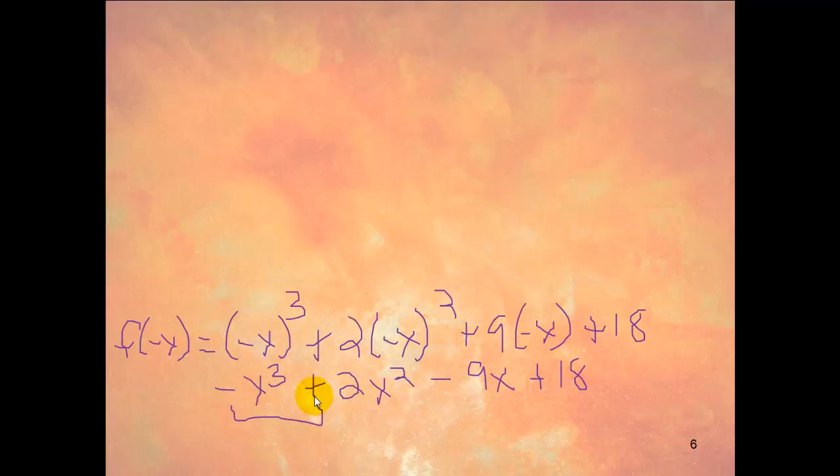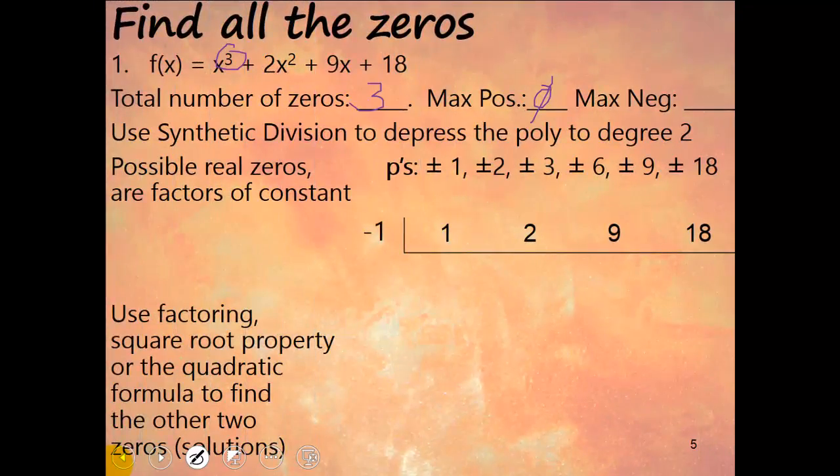Now I'm going to count my sign changes. Well, that's 1. That's another one. And that's another one. So I have a max of 3. I'm either going to have 3 negative roots or 1 negative root. I'm going to go back to my previous slide, and the max is 3.